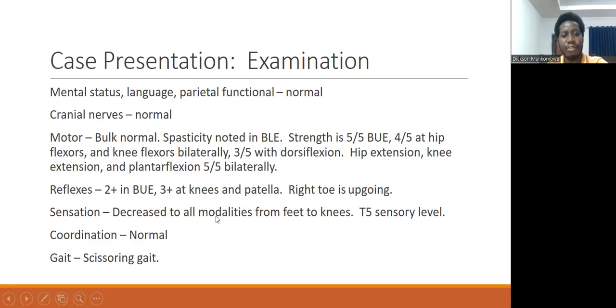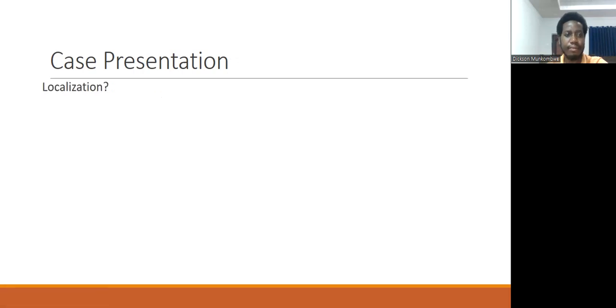Reflexes were 2+ in the upper extremities. There were 3+ at the knees and patella, and the right toe was upgoing. Sensation was decreased to all modalities from the feet to the knees, and he also exhibited a T5 sensory level. Coordination was normal. His gait was scissoring, unlike the first one, whose gait was a foot slapping gait. So where do you localize this problem of this patient?